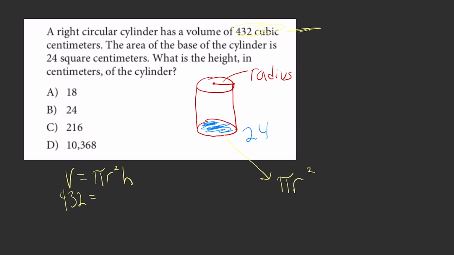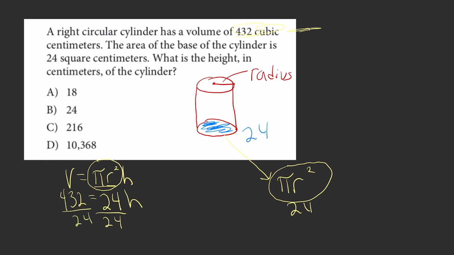All I need to know is that this part, the pi r squared, the area of the base, is 24. So I can substitute in for this pi r squared part. Again, I don't know what the radius is, but as long as I know that right there, I can plug in 24, and now all that's missing is the height. And then when you divide both sides by 24, you realize that the height comes out to be 18. So the answer is A.